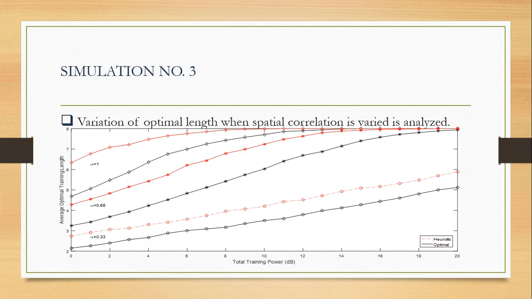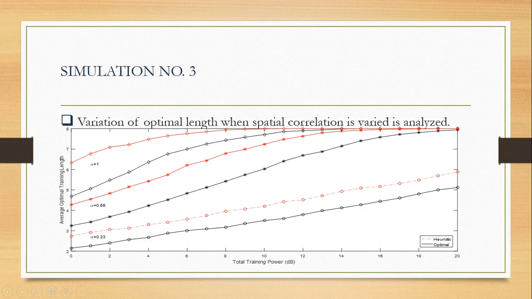The simulation number 3 is based on the variation of optimal length when spatial correlation is varied and analyzed. Here, heuristic and optimal are both concatenated into a single graph. The alpha values are 1, 0.66, and 0.33 respectively.